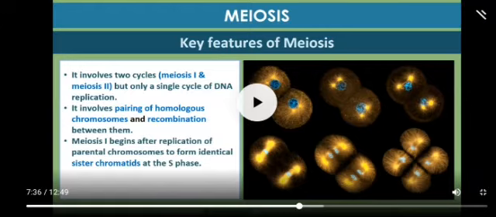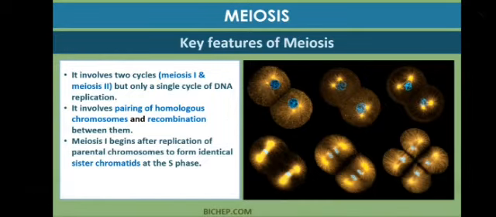Meiosis 1 begins after the replication of the DNA, the entire chromosome, to form identical sister chromatids at the S phase, as we have already discussed about the G1 phase, S phase and G2 phase. And S phase is the phase in which DNA duplicates to form 2 copies of itself. 4 haploid cells are formed at the end of meiosis 2.